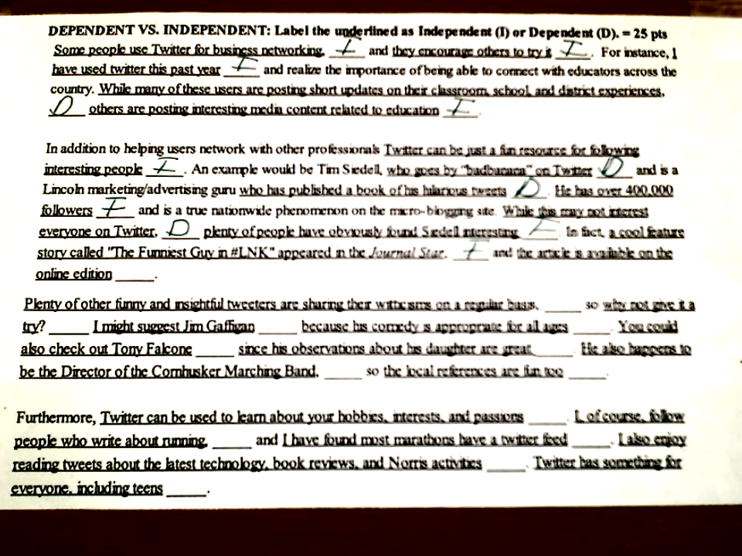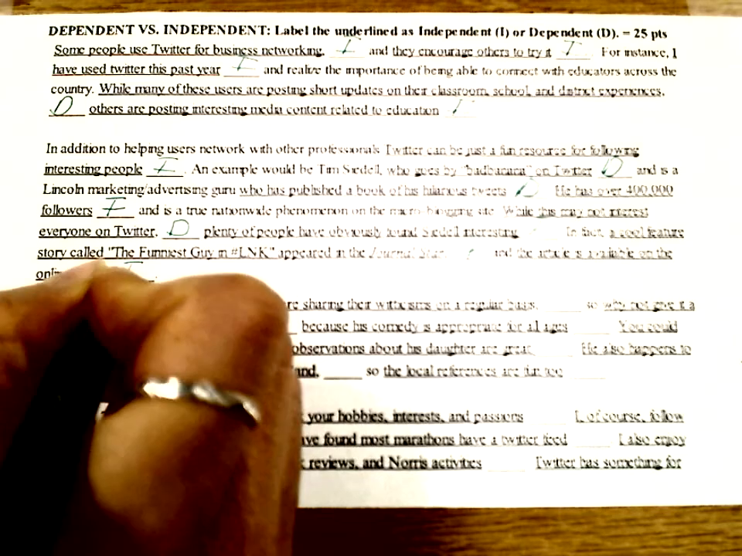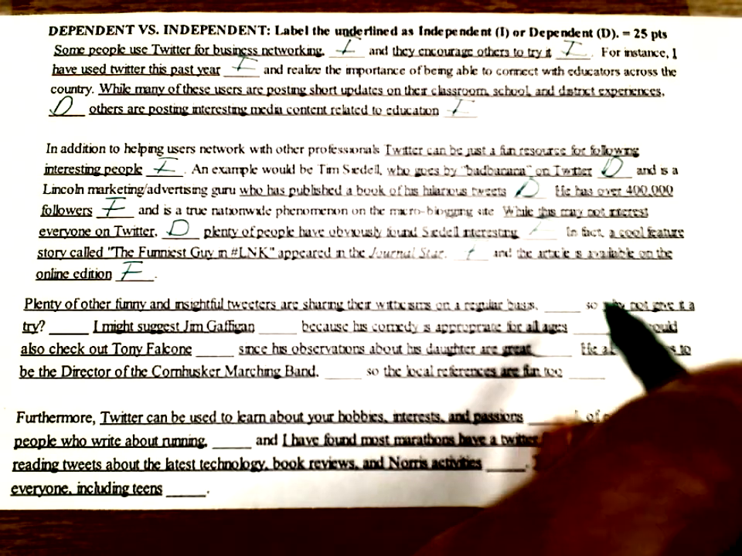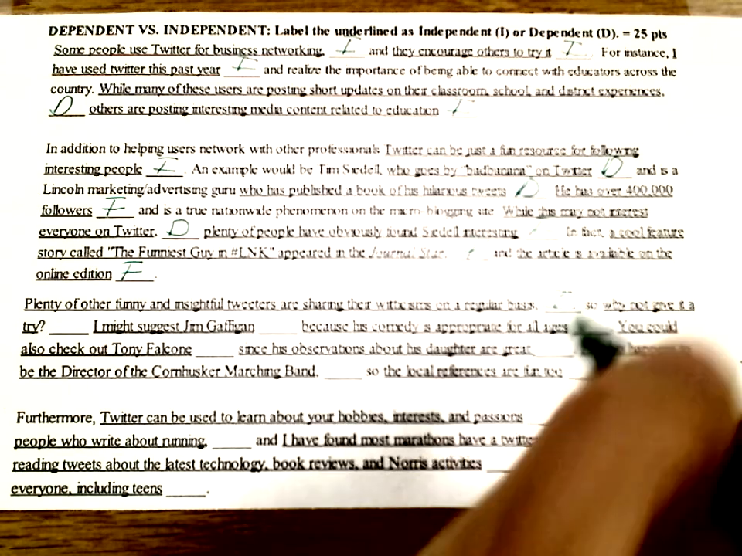The next one, the article is available on the online edition. The article is available online. The article is available on the online edition. See how that could stand alone, so it's independent. Next one, plenty of other funny and insightful tweeters are sharing their witticisms on a regular basis. Plenty of other funny tweeters are sharing their information. Something like that. You know it can stand alone. Also, the comma tells you it could stand alone.